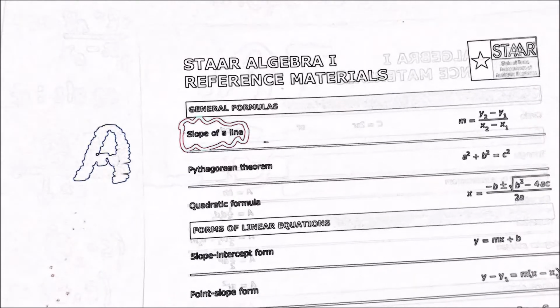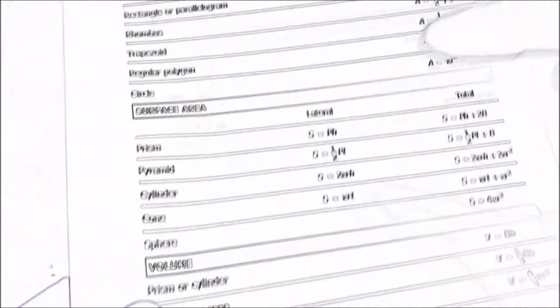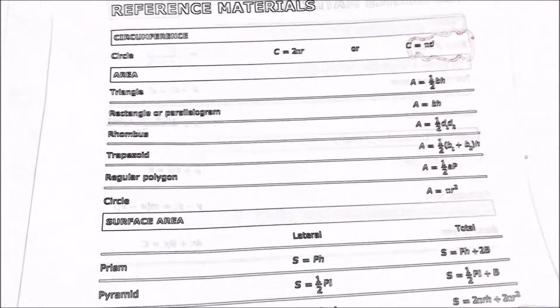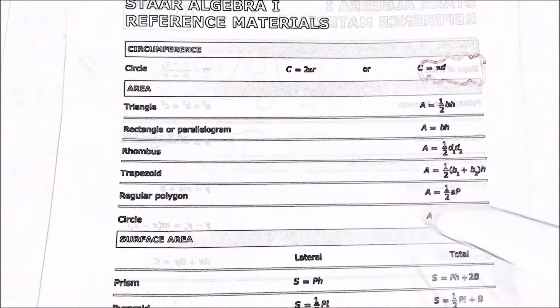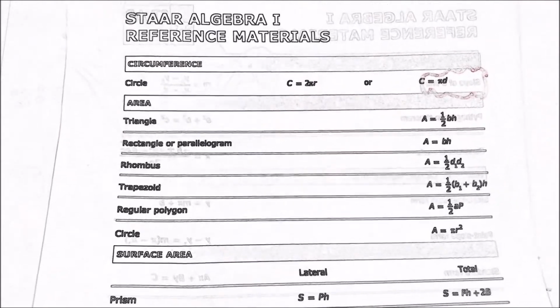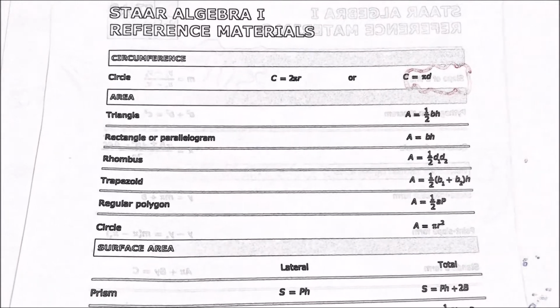It looks like this. STAAR Algebra 1 reference material, general formulas, forms of linear equation. And at the back, you have circumference, area, surface area, and volume. Basically everything that you study during the class is in this sheet. So even if you missed out on something, or you didn't listen to the class, you were sleeping during the class or something like that, you can use this reference sheet and you will absolutely 100% pass the test.